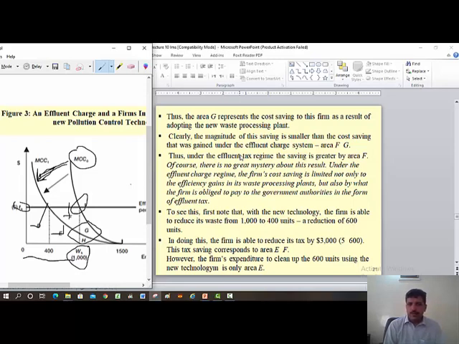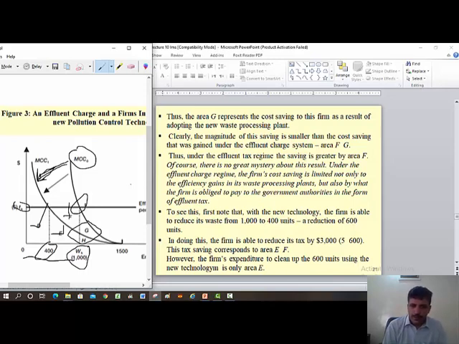Of course, there is no great mystery about this result. Under the effluent charge regime, the firm's cost saving is not limited only to the gains in its waste processing plant, but also includes what the firm is obliged to pay to the government authorities in the form of effluent tax. To see this, first note that with the new technology, the firm is able to reduce its waste discharge from 1,000 to 400. If new technology is adopted, the waste control becomes 1,100 units because it discharges only 400 units, meaning control of 600 units more.